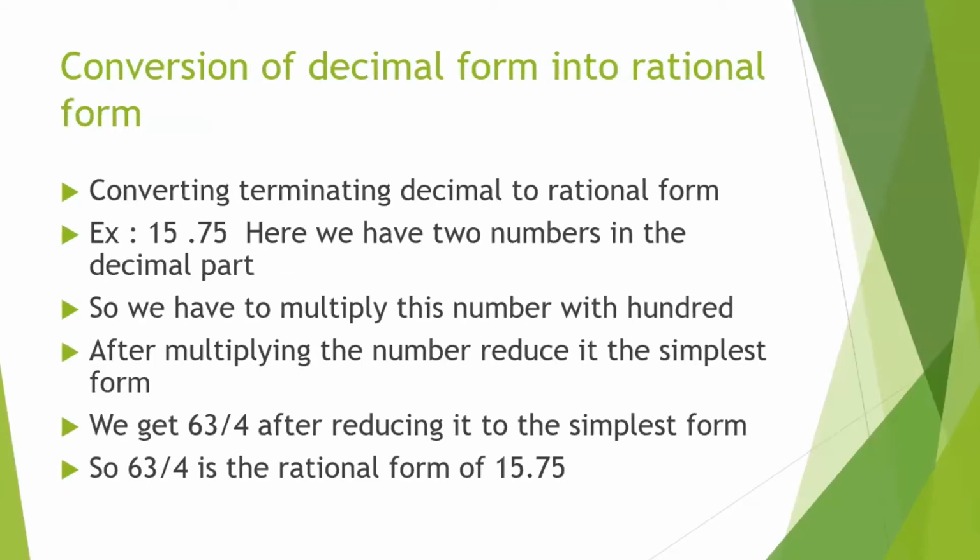Conversion of decimal form into rational form. Now let us first take the terminating decimals. For example, 15.75 is a terminating decimal. We have two numbers in the decimal part, so we have to multiply it with 100. If we have three numbers, we have to multiply it with 1000. So in this question, we have two numbers, so we have to multiply with 100. After multiplying the number, we have to reduce it into the simplest form. After doing all that, we get the answer 63 by 4. So 63 by 4 is the rational form of 15.75.